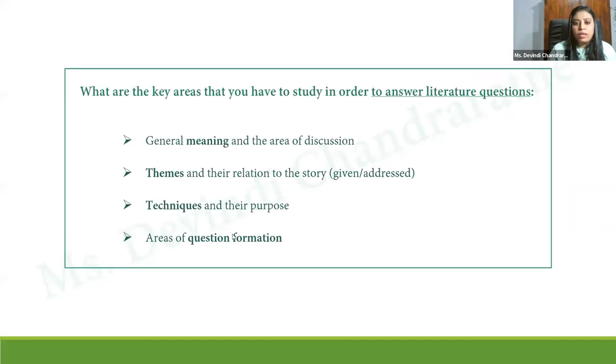Before that, we will be talking about the key areas. What are the key areas that you have to study in order to answer literature questions? The general meaning and the area of discussion, the themes and their relation to the story, the techniques and their purpose, and finally, the area of question formation. So if you want to write proper answers for the literature questions, you have to be thoroughly competent in these areas. You have to have a good understanding of the general meaning, the themes and techniques, and also the question formation from this particular text that you have been given.